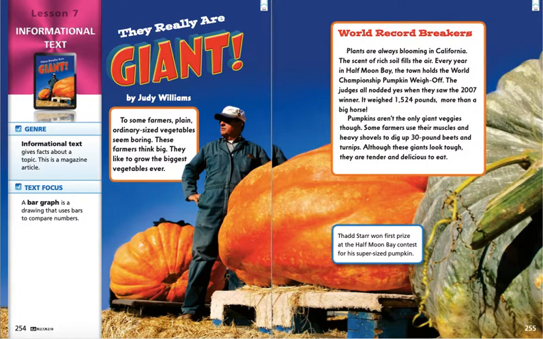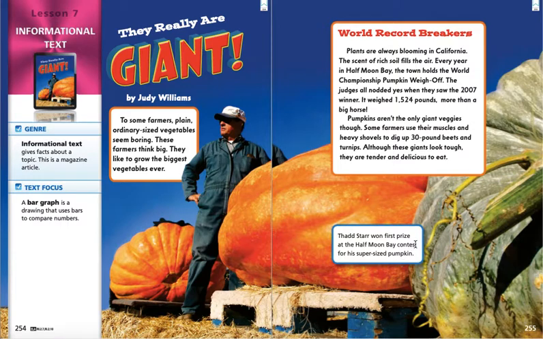The scent of rich soil fills the air. Every year in Half Moon Bay, the town holds the World Championship Pumpkin Weigh-Off. The judges all nodded yes when they saw the 2007 winner. It weighed 1,524 pounds, more than a big horse. Pumpkins aren't the only giant veggies, though. Some farmers use their muscles and heavy shovels to dig up 30-pound beets and turnips. Although these giants look tough, they are tender and delicious to eat.